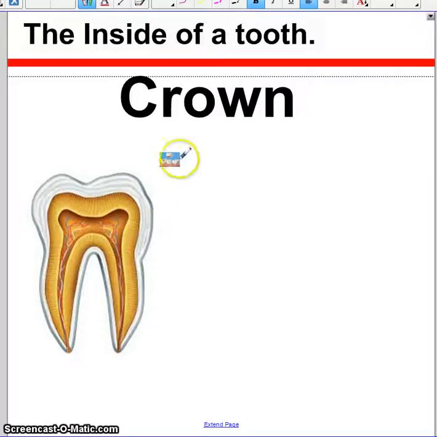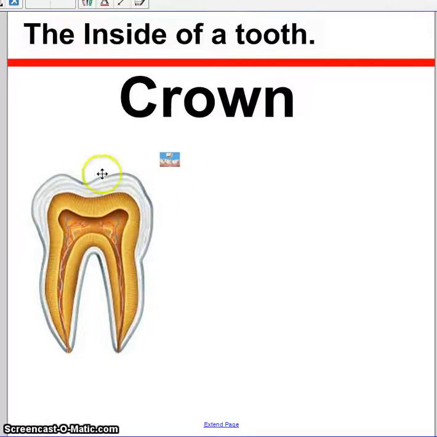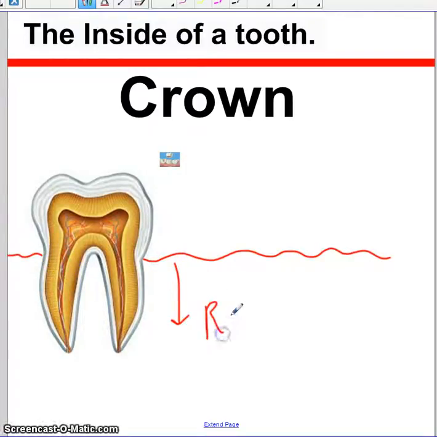Here's the crown of the tooth. Okay? Now, the crown of the tooth is the opposite of the root. The crown of the tooth is any part of the tooth that is above the gum line. So we're going to make an imaginary gum line right here. Okay? And anything below this is the root.